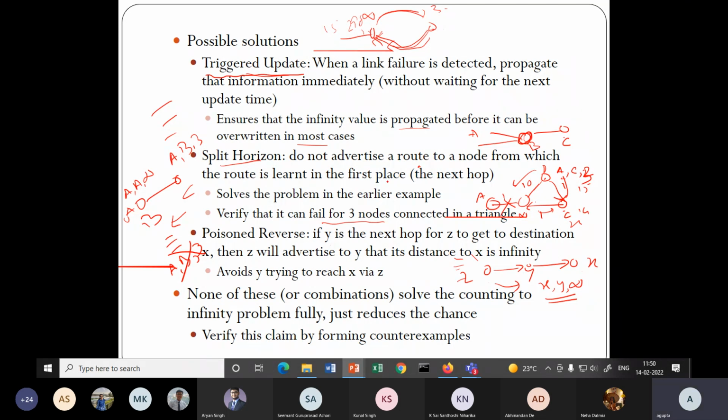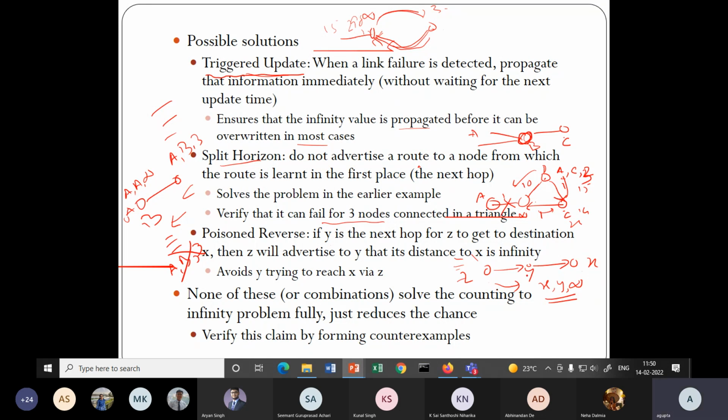So note something: the purpose of split horizon and poison reverse are kind of the same. In split horizon, Z will not send anything to Y. So Y will not receive this route. So Y will not be able to route through Z to go to X, even if the cost becomes infinite.